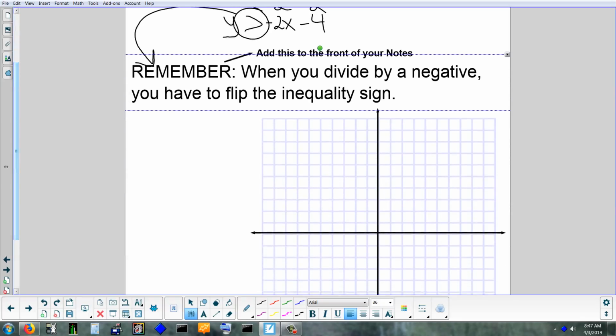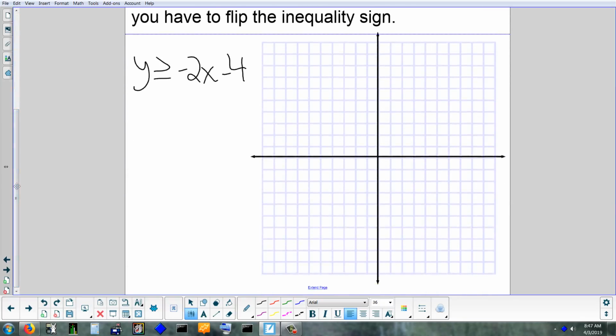So Alex, to graph this, where am I going to start? -4. On the y-axis. So what does that mean I have to do? Go down 4 and put a dot. Good. 1, 2, 3, 4. There's my dot. So Alex just told me -4 is my y-intercept. We start at the origin and go down 4 on the y-axis.